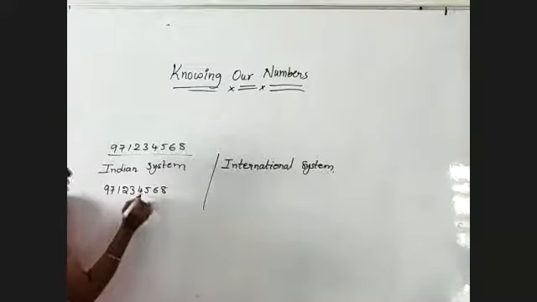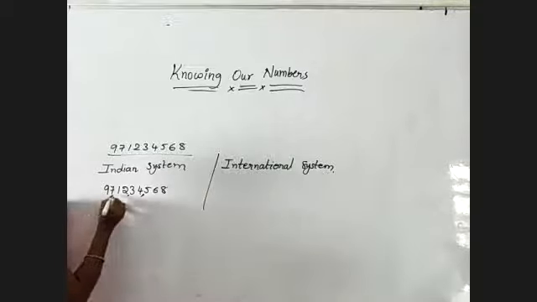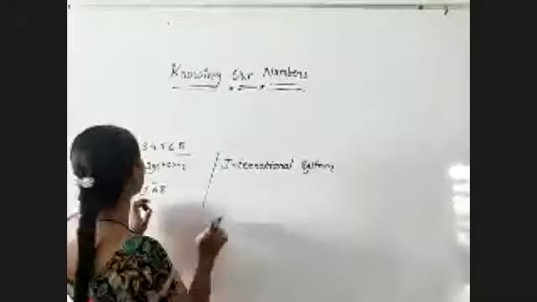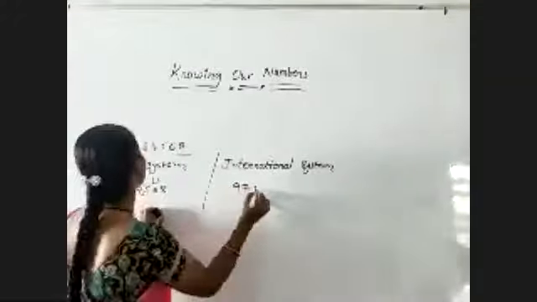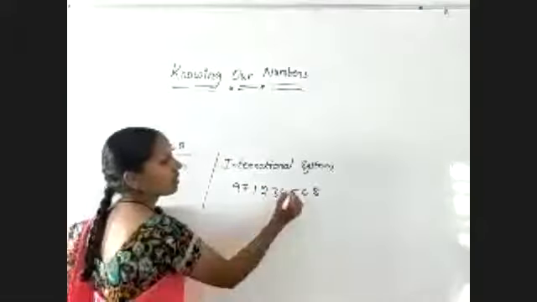The unit period must have 3 digits. Every remaining period has two digits, so 2, 2. That's all. So this number represents 97,12,34,568. Coming to the international system for the same number 9, 7, 1, 2, 3, 4, 5, 6, 8.